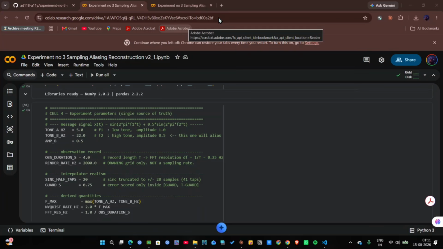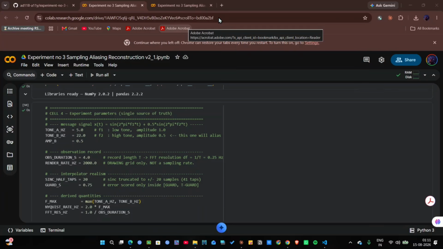The sampling theorem covered in section 1 states that to perfectly reconstruct a signal, the sampling rate must be strictly greater than twice the highest frequency. Here you can see the mathematical explanation: Fs is greater than 2 Fmax. So the sampling rate must be strictly greater than twice the highest frequency, also known as the Nyquist rate.